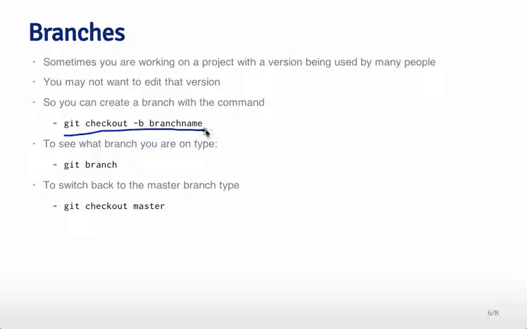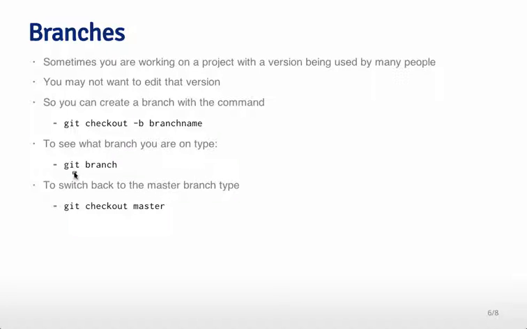What you can do is use git checkout -b and then the name of the branch that you'd want, and that will create a new branch. The default branch for all the repos that are created with GitHub is the master branch, but you can create a repo with any other name, say devel for a development branch.